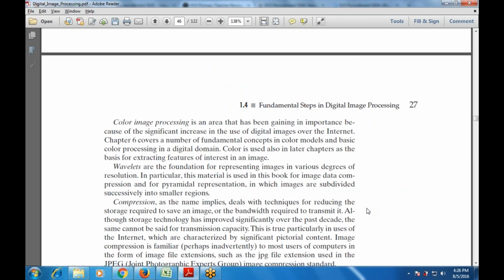Now the next one is color image processing. That is an area that has been gaining importance because of the significant increase in the use of digital images over the internet. So whenever we use digital images, more and more the demand will be for colored images.